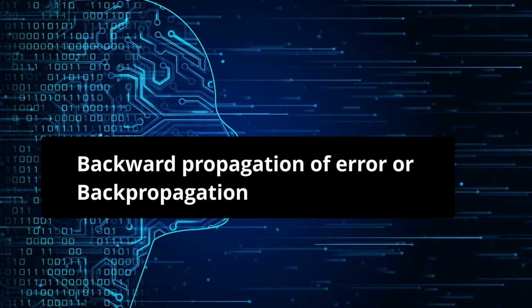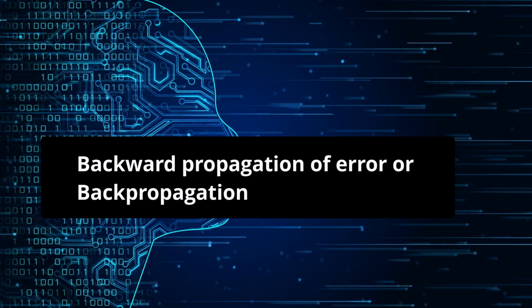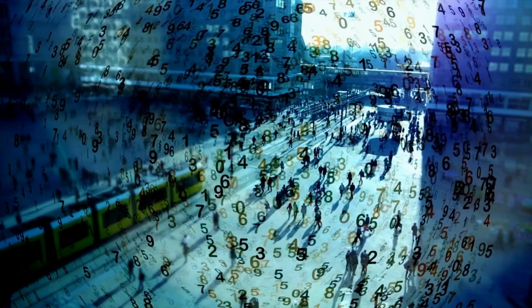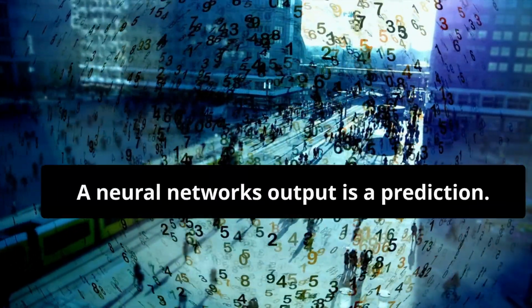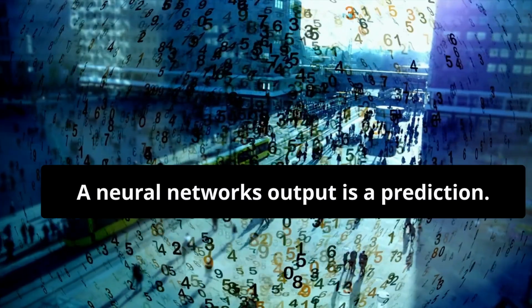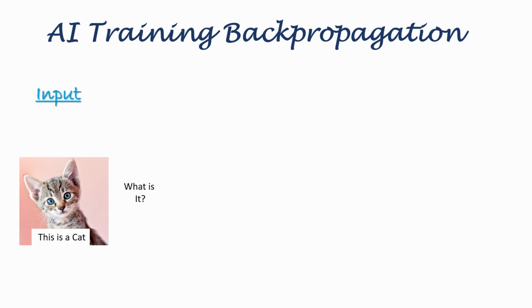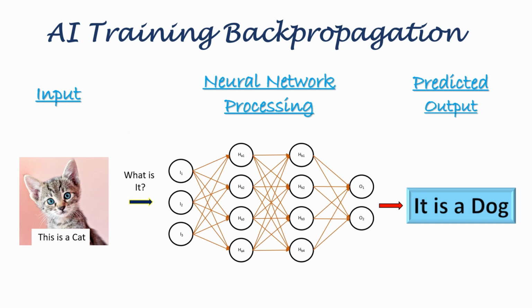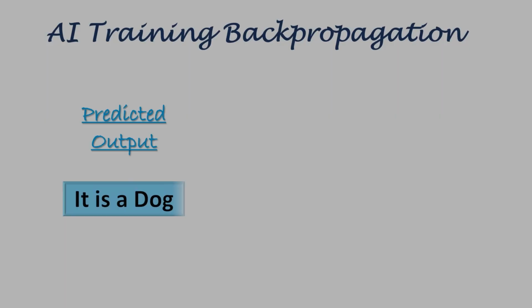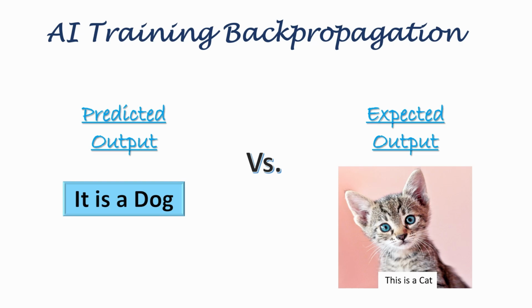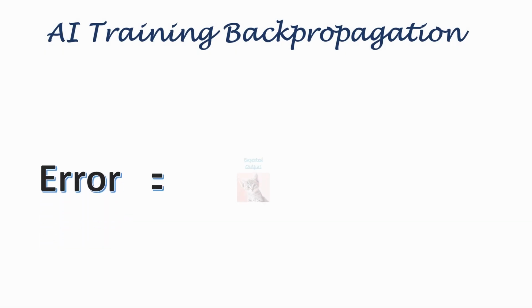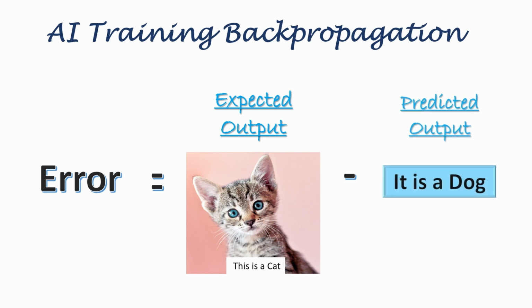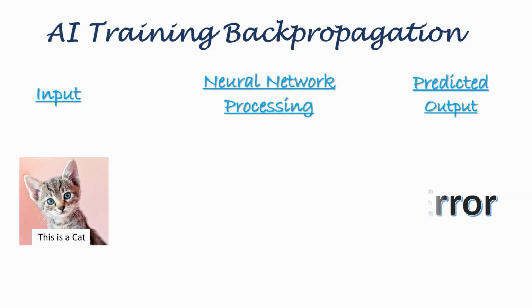A neural network learns through a process of backward propagation of errors, or backpropagation. To understand backpropagation, first remember that a neural network's output is a prediction with the highest probability of addressing the input. To start the backpropagation process, the network is first given an input with a known or expected output, then processed to develop an output called a predicted output. The predicted output is then compared to the expected output. The difference between the predicted and expected output is then calculated. Using this difference, or the error, the neural network then works backwards to make changes that reduce the error.